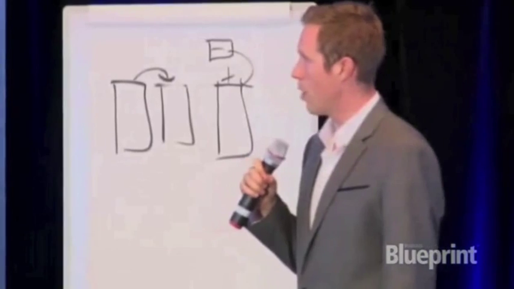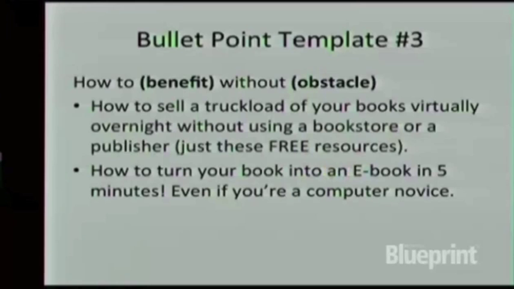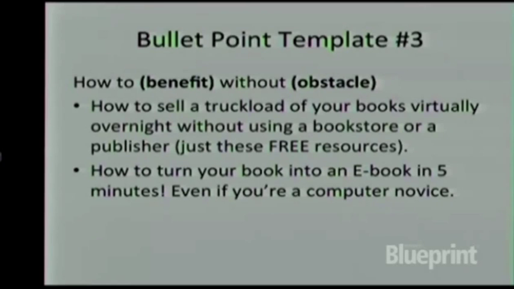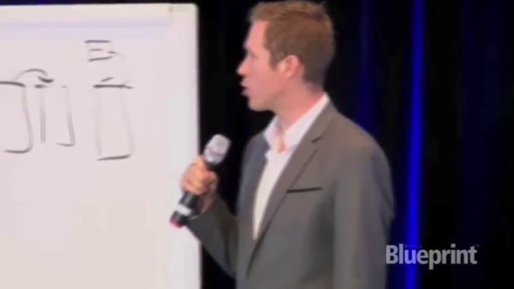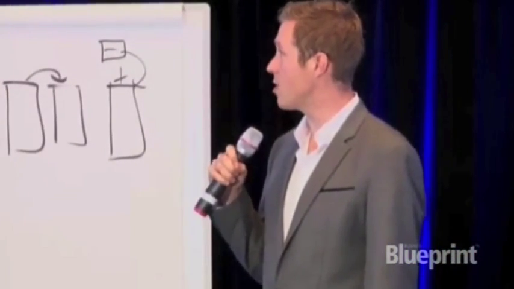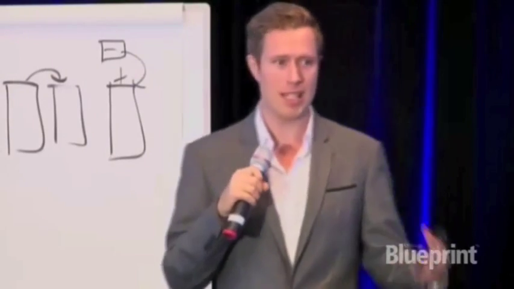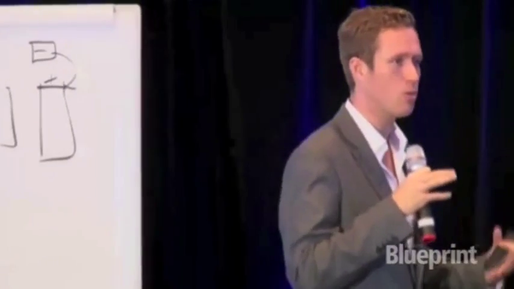The last one I'm going to give you here is how to get a benefit without an obstacle or challenge or problem. Notice that was the same little formula for writing copy that was in the headline. People love how-to information, especially if you're revealing information. Learning how to do something is an obvious draw, so it works really well. For example: how to sell a truckload of your books virtually overnight without using a bookstore or a publisher. That was from a list of free resources Dale was talking about in that course, so it was quite easy for me to use that template because he was virtually offering a checklist.